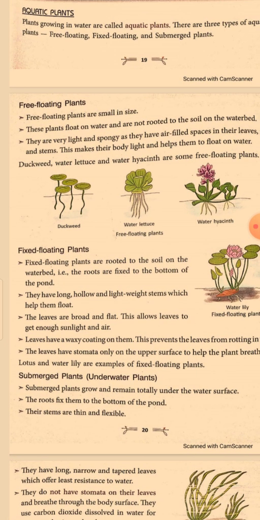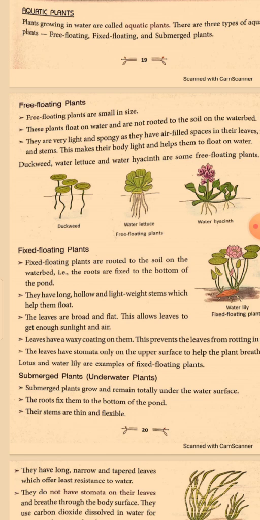The first is free floating plant. If you see the picture here on the screen, of the free floating plant, the first plant is duckweed, second is water lettuce, and third one is water hyacinth. Now let us learn why we call them a free floating plant. What are their characteristics? See beta, free floating plants are categorized because they have some special properties. The first is, now look at the plant, their size is small.